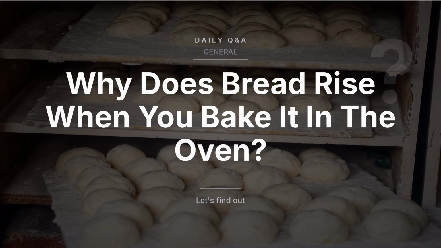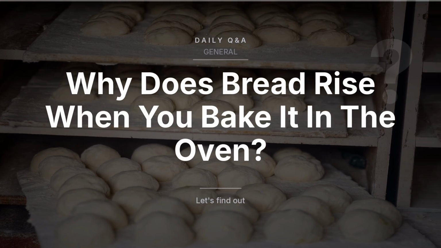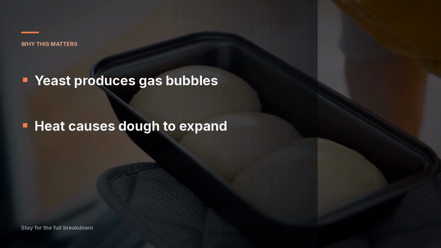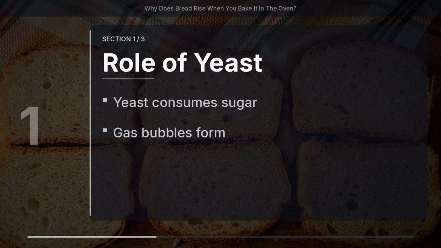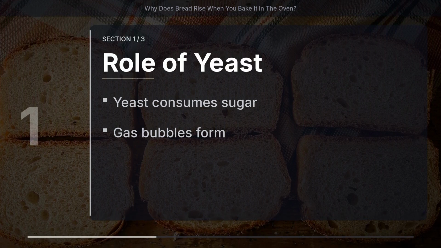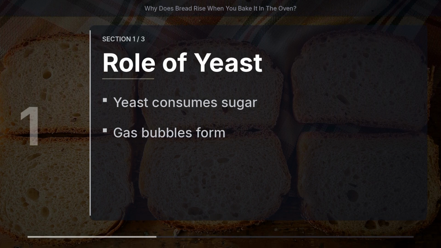Why does bread rise when you bake it in the oven? The secret to that fluffy, airy texture is a fascinating chemical dance happening right inside your dough. Inside your bread dough, yeast acts like a tiny living factory. It consumes sugars and produces carbon dioxide gas as a byproduct.